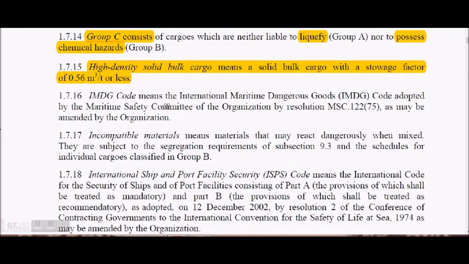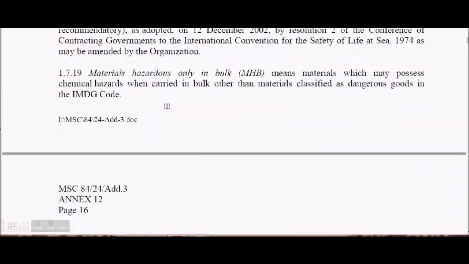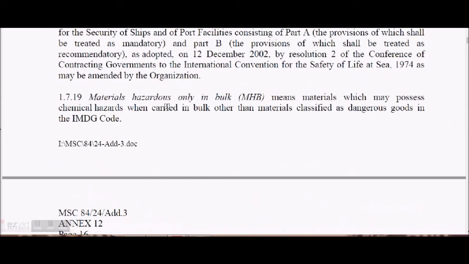Material hazardous only in bulk, MHB, means the materials which may possess chemical hazard when carried in bulk, other than the material classified as dangerous goods in the IMDG Code. So what is MHB? It is other than dangerous goods. They are other than the materials classified as dangerous goods in IMDG.